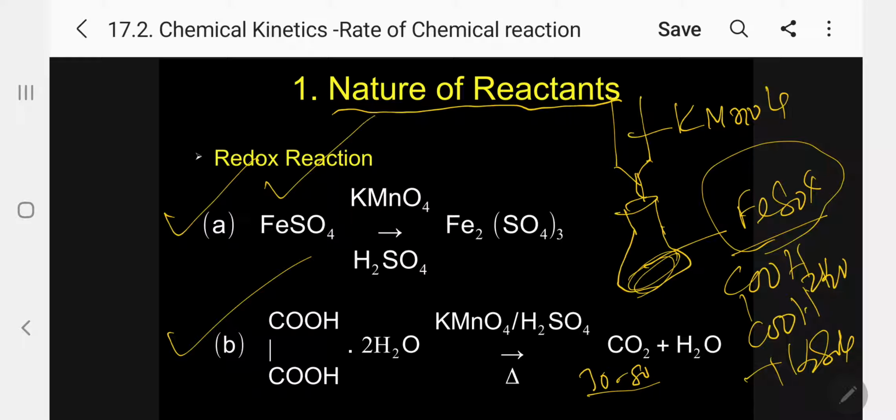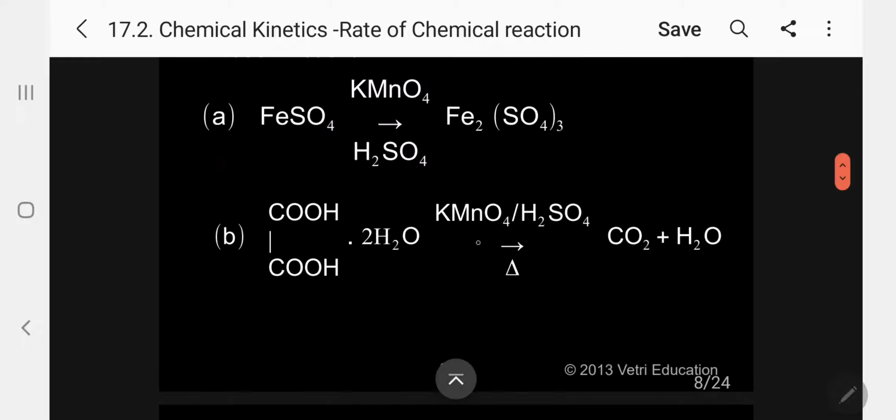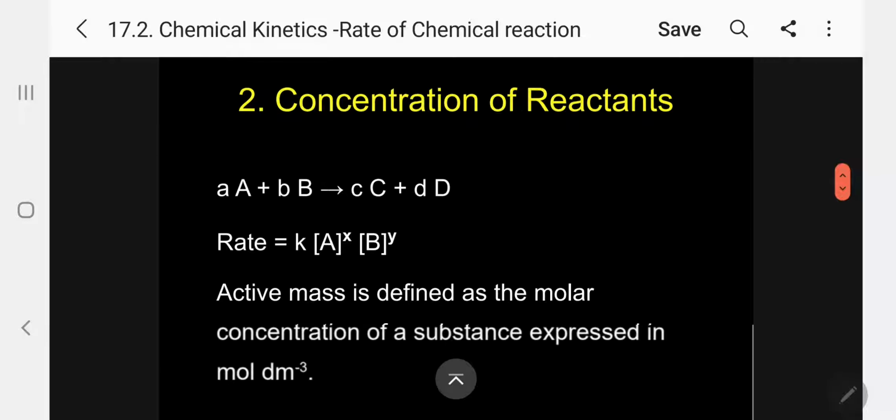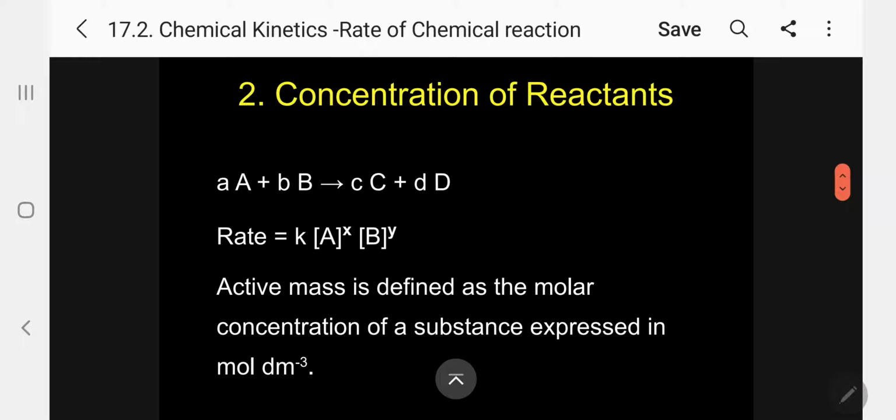The rate of this redox reaction, kindly follow: in the case of ferrous sulfate, it takes place in cold. With oxalic acid, it is taking place only at hot temperature, 70 to 80 degrees. So, nature of reactants will affect the rate. Please follow. This is very, very important. Then coming to the concentration of the reactant, it also will affect the rate.